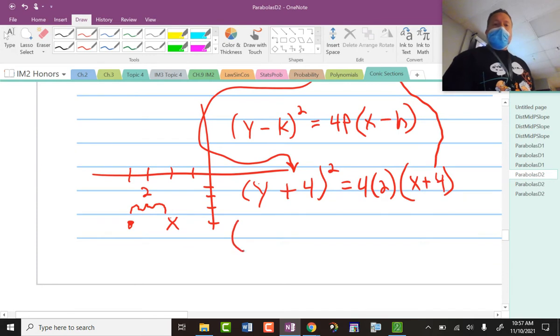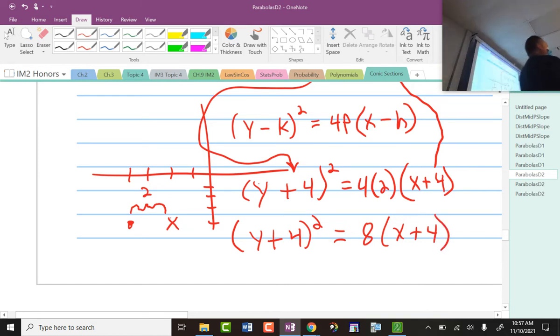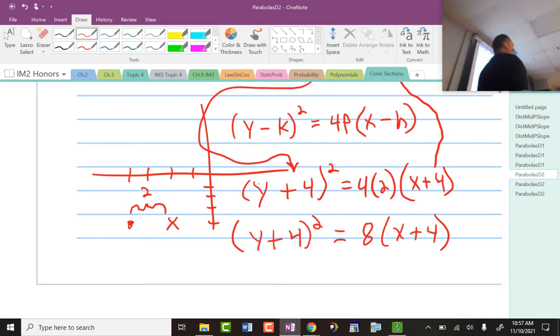All right, and then that's the answer. That's all you need. P is the key. P is the distance from the vertex to the focus, and also the distance to the directrix, but we don't have that information. We just have that. So with just that little sketch, I've got everything I need and I can move on.